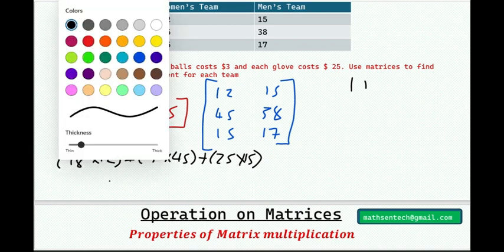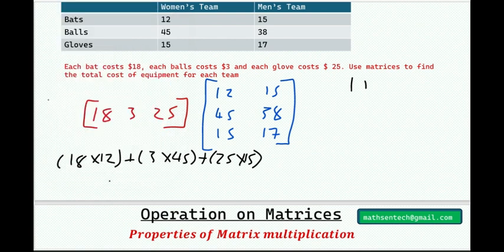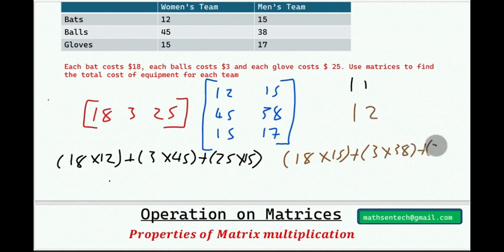Now the second element. Remember, you only have one row. So first row now, second column. So position 1, 2. Position 1, 2 is still up here. So we are going to have now 18 multiplied by 15 plus 3 multiplied by 38 plus 25 multiplied by 17. All right, so those are just our two elements.